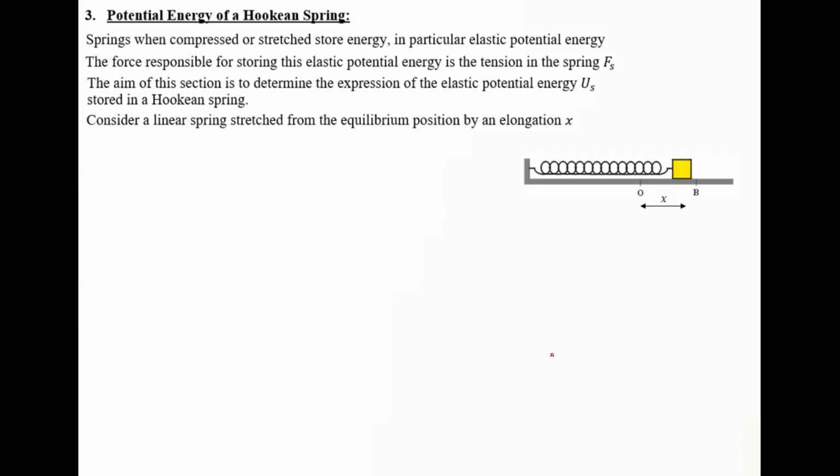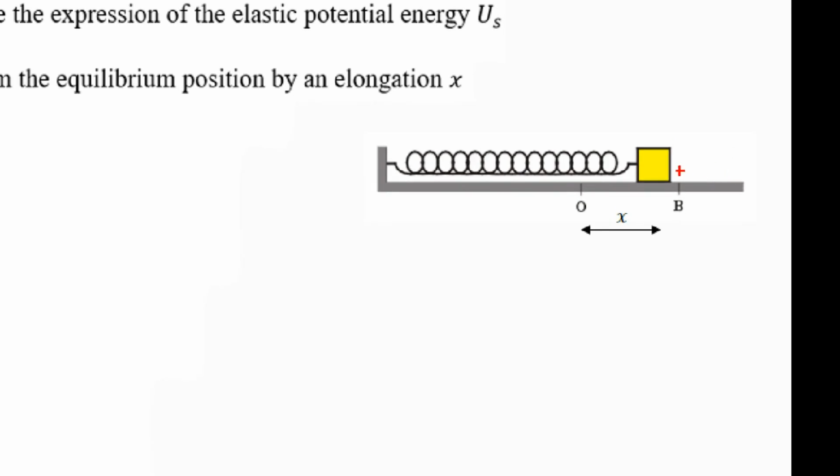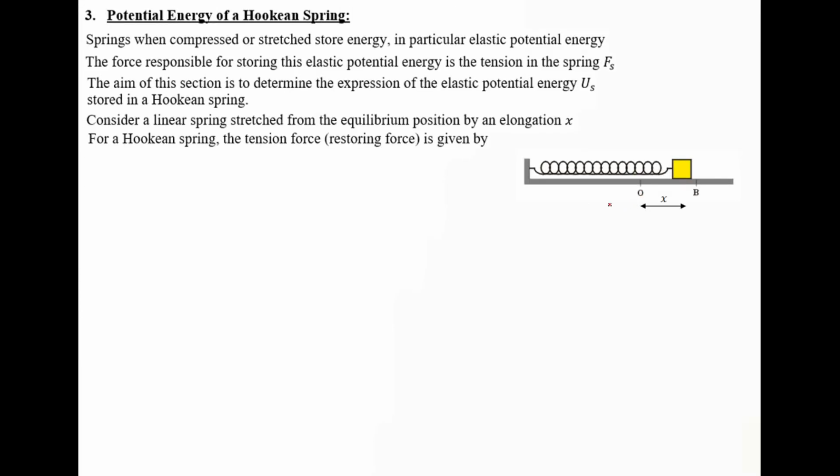Now, because we have mentioned previously that the tension in a Hookean spring is a conservative force, we can ask the following question: what is the potential energy associated with the tension force in the spring? Now let's consider a linear spring stretched from the equilibrium position by an elongation x. So here we have the spring that has been stretched by a displacement x from the equilibrium position. For a Hookean spring, the tension force, which is the restoring force, is given by minus kx.